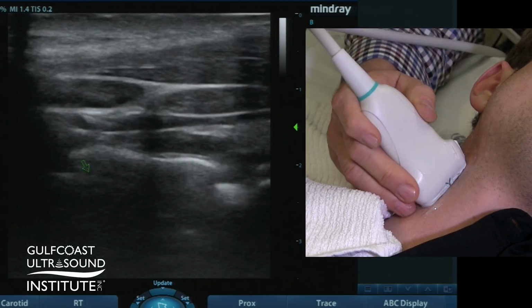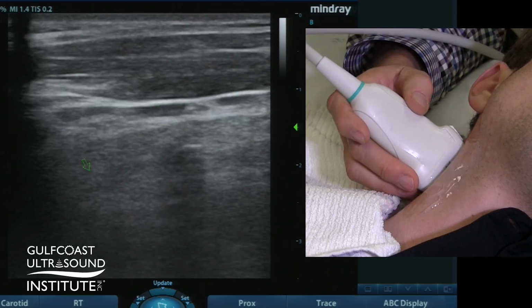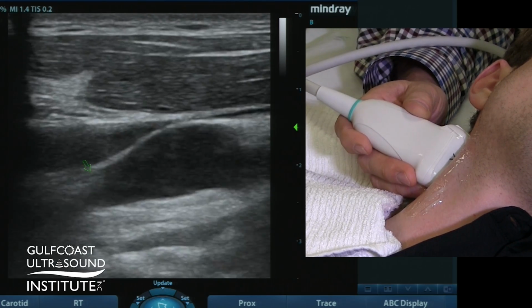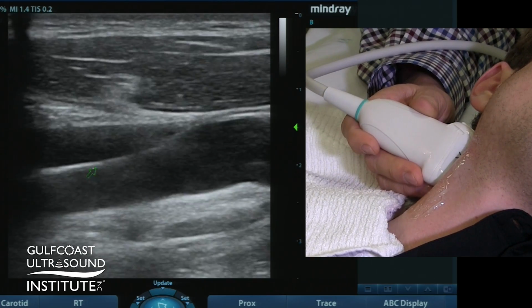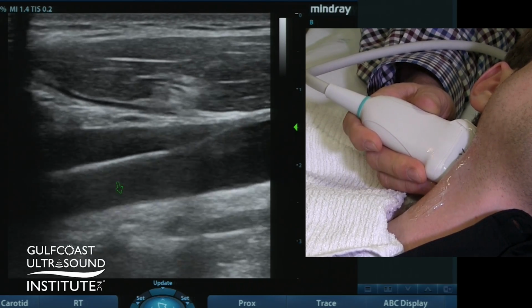So again, rather than scanning from an anterior approach to try and identify the ICA, come in from a posterior lateral approach, use the jugular vein, and we can see a much greater length of the internal carotid artery with much better clarity.